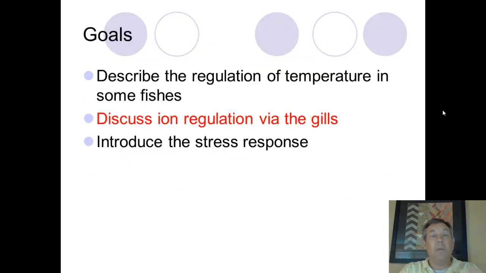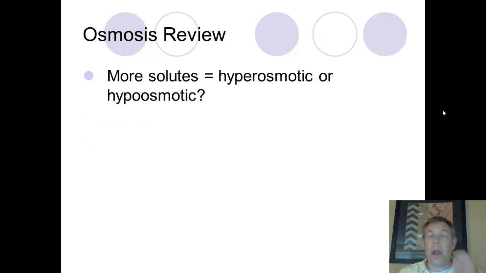Okay, so that was temperature. Let's talk very briefly about ion regulation, and this occurs mostly at the gills too. All right, let's review osmosis. If you have more solutes, more things dissolved in the water, and you're comparing two solutions, and one has more solutes, is the one with more solutes hyperosmotic or hypoosmotic? I'm going to wait and give you a chance to guess.